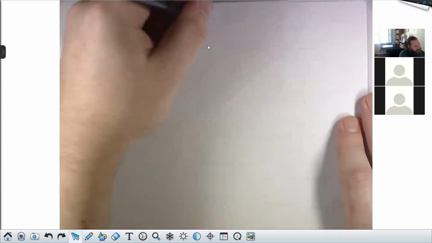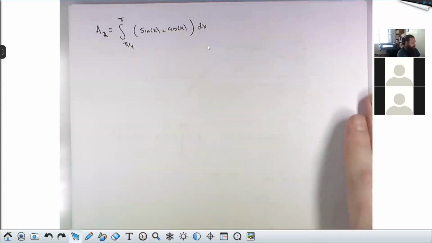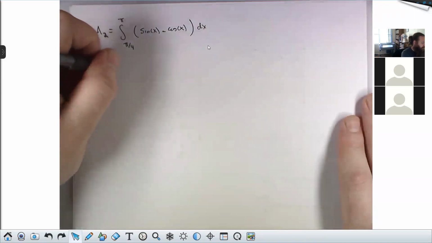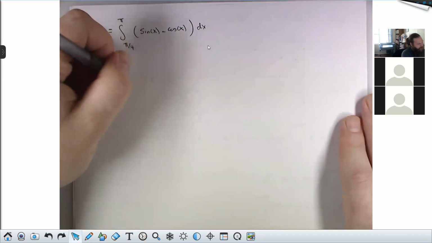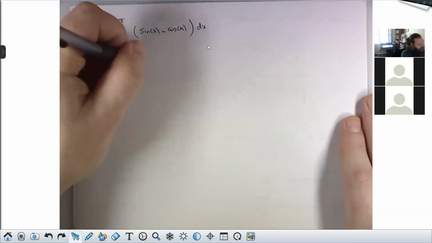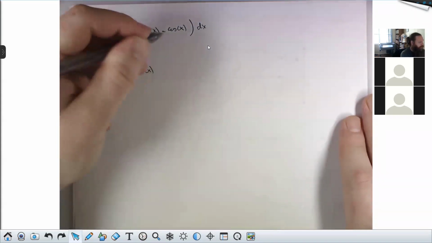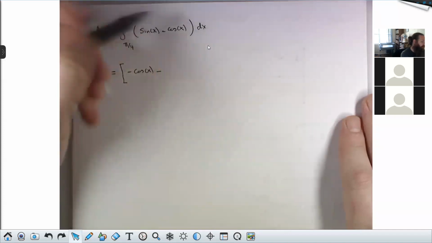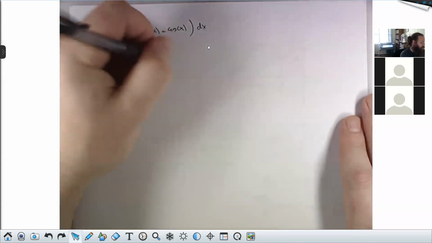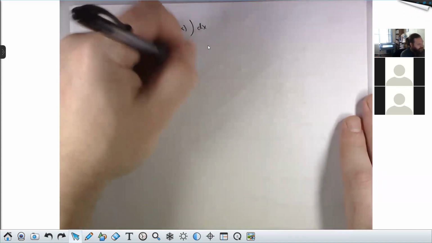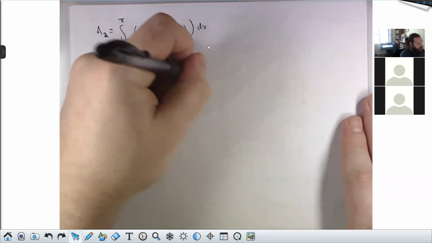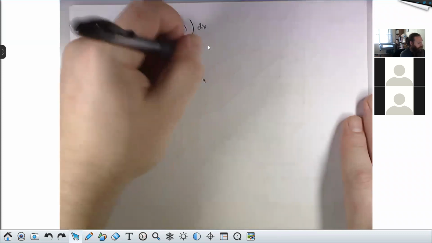dx. And this is very similar. The antiderivative knowledge we need here is the same as from the previous problem. The antiderivative for sine x is negative cos x. And then there's this minus from the formula. And then an antiderivative for cos x is regular old sine x. And this gets evaluated between pi over 4 and pi.